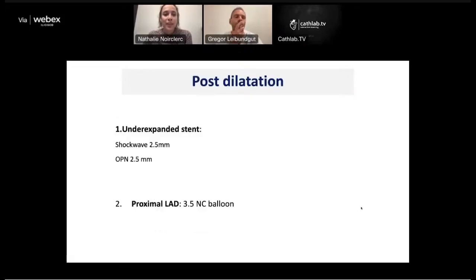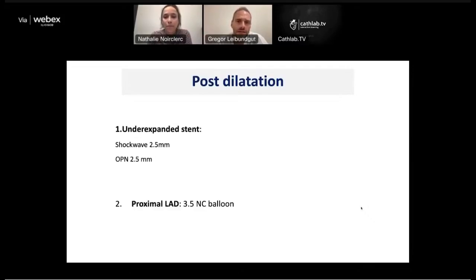So we did the post-dilatation. We performed the shockwave in the stent, 2.5, an OPN balloon. We had a nice expansion of the balloon and a 3.5 non-compliant balloon in the proximal part of the LAD. And after, you're going to see the expansion.